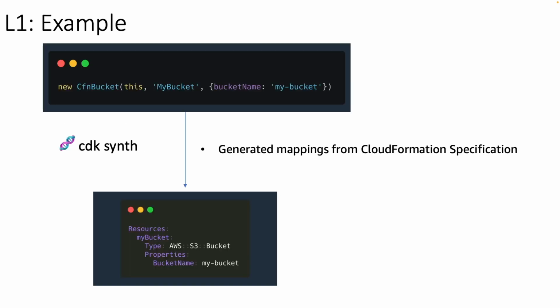So L1, I was talking about S3 bucket. This is one line of code that says, okay, CloudFormation bucket, and you're passing the bucket name. And from there, it will create this S3 bucket for you. You can see that the type is there and the name of the bucket is there. That is generated from CDK synth, which is short for synthesis. It is one of the commands that allows you to generate and see the resources in CloudFormation.